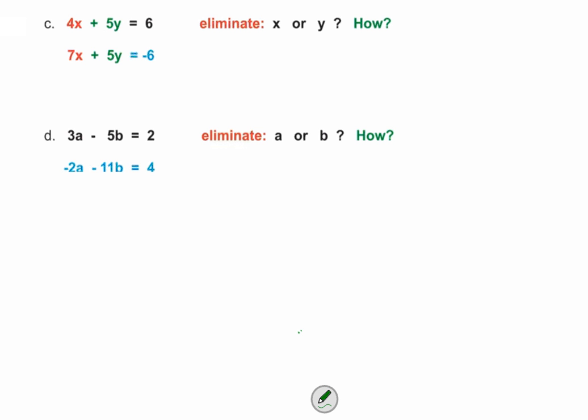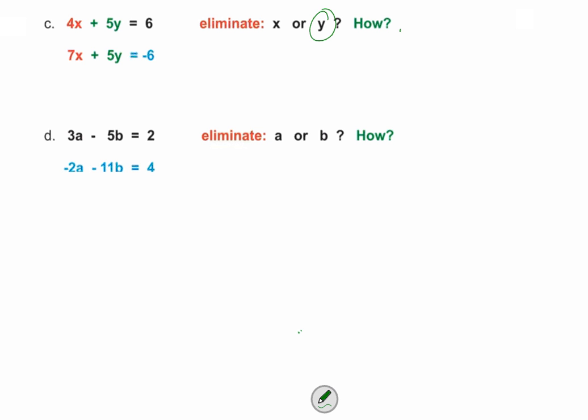1, 2, 3. Y's. Again, you're looking at the X's. You have a 4X and a 7X. They don't match too good. Positive 5Y and positive 5Y. They're really close to getting equal and opposite. You want to get rid of the Y's. Somebody tell me how. Anybody tell me how? Andrew? Multiply the one equation by negative.